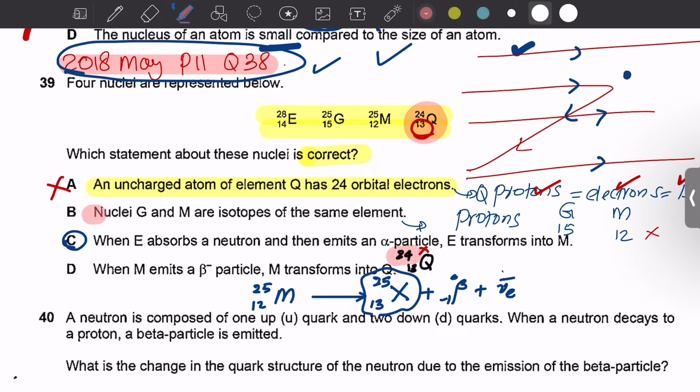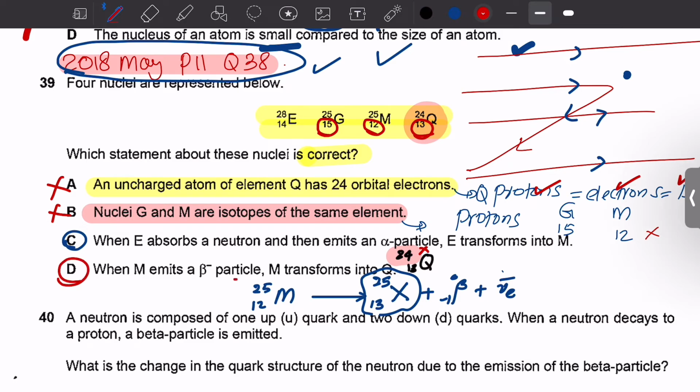Second one. Nuclei G and M are isotopes of the same element. G and M, let's see. Isotopes have the same number of protons. No, that's also wrong. Three. And let's go to D quickly. When M emits a beta minus particle, M transforms into Q. M, beta minus and anti-electron neutrino. So this should be one more, so 13. But let's look at Q. Q is 24, 13. When M transforms into Q, yes, this is good, but the mass number is not the same. So that's why this is also wrong.